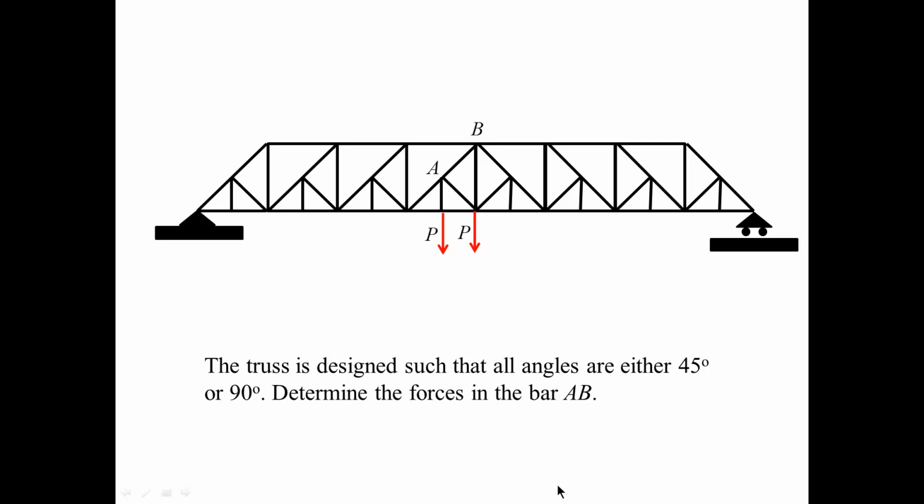This problem involves a bridge truss loaded by two forces, each equal to P. The truss is designed so that all angles are either 45 degrees or 90 degrees. My task is to determine the forces in the bar AB.